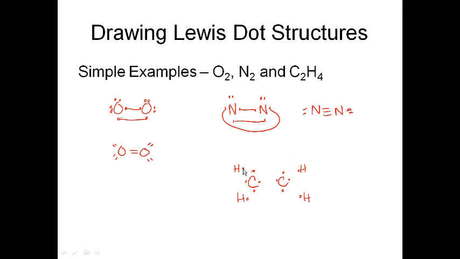Now I form my single bonds by pairing up 1 electron from each atom, like so. Now the hydrogens are happy because they're sharing 2 electrons, and that's the most they can share. This carbon, though, is only sharing 2, 4, 6, 7, and therefore it needs to share those 2 unpaired electrons and form a carbon-carbon double bond.